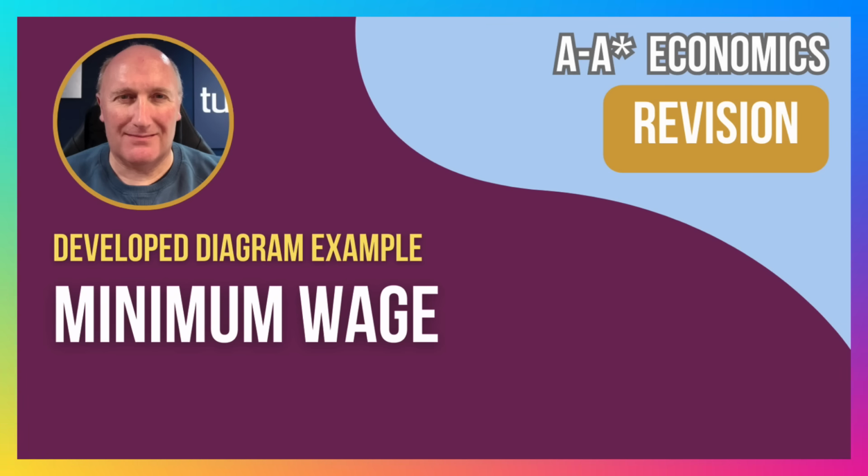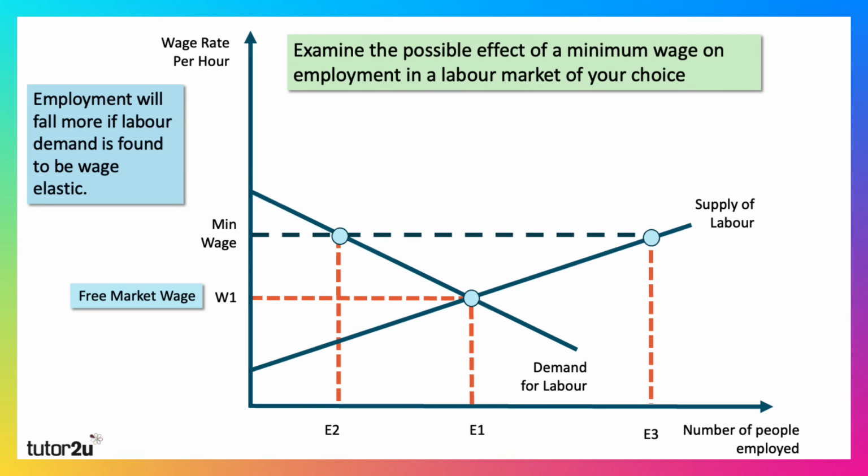My second example is the minimum wage. So here's the classic minimum wage diagram, where you're asked to examine the possible effect on unemployment of a minimum wage. Free market wage is W1, and if you set a minimum wage higher than that, employment will fall, particularly if labour demand is found to be wage elastic. So minimum wage would cause a contraction in labour demand from E1 to E2.